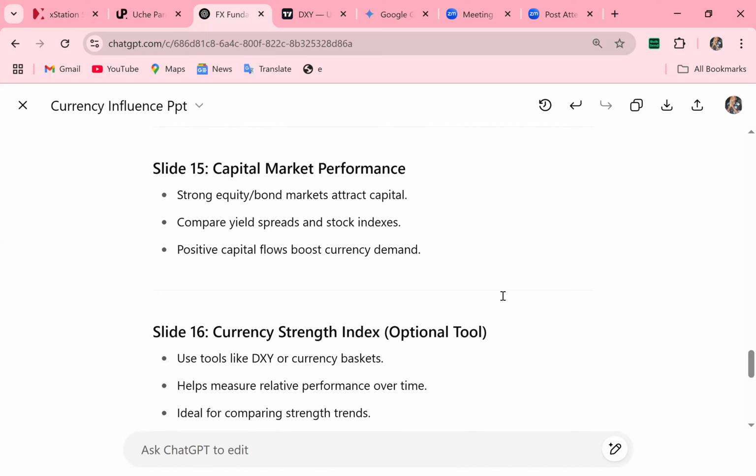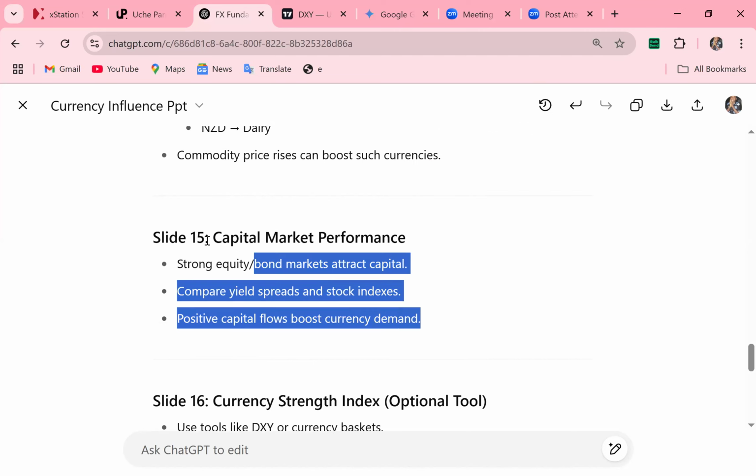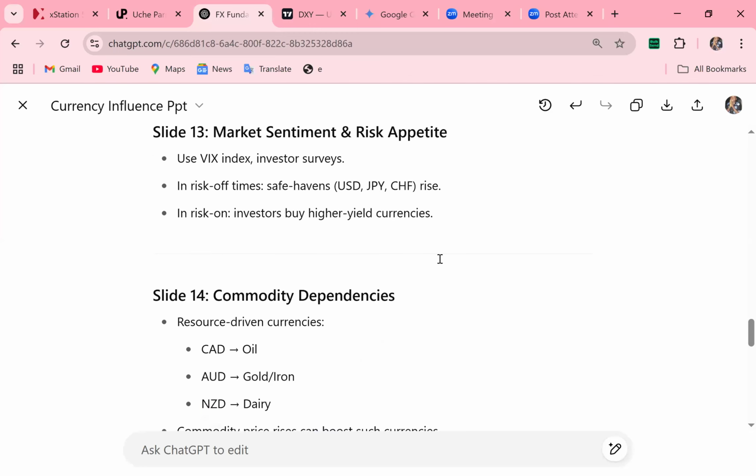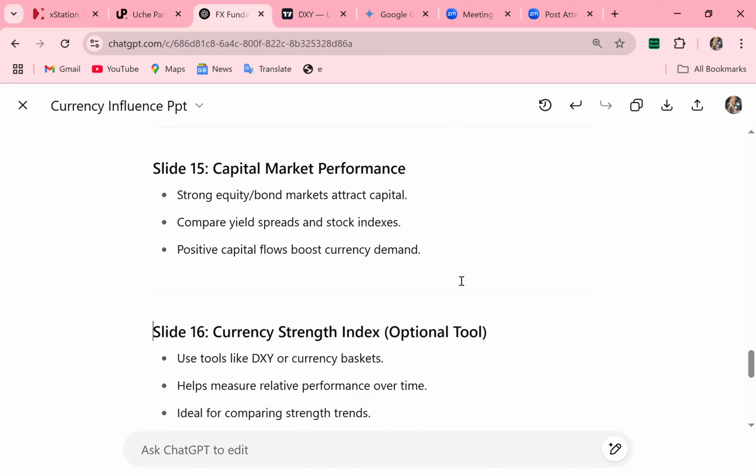This is another one, but most of us don't do it. The capital market performance, like trying to check how their stock market is performing, such as equity market, bond, and what the attraction is, the capital that they attract. Then you can now compare the yield spread of their stock index, and the positive capital flow can boost the economy. But this is not much necessary because of foreign direct investment. Most foreign direct investment comes through the capital market. It does not come through the black market. People invest through the shares of those countries.